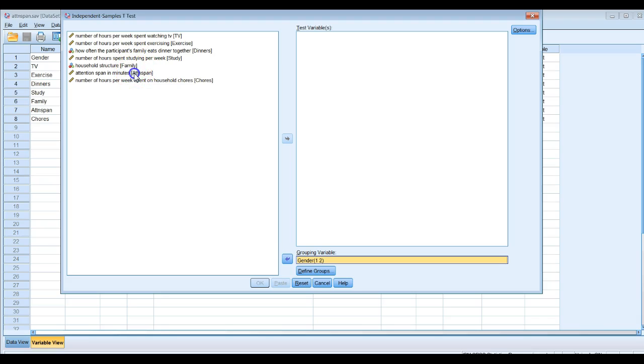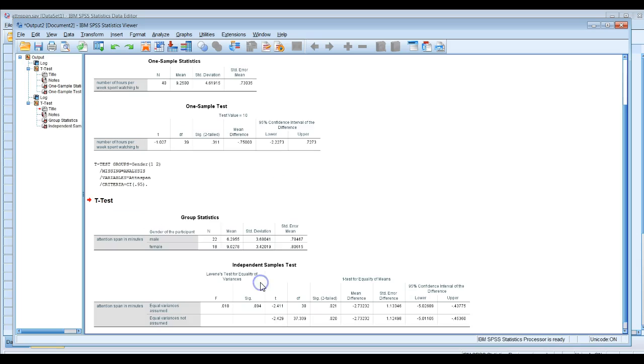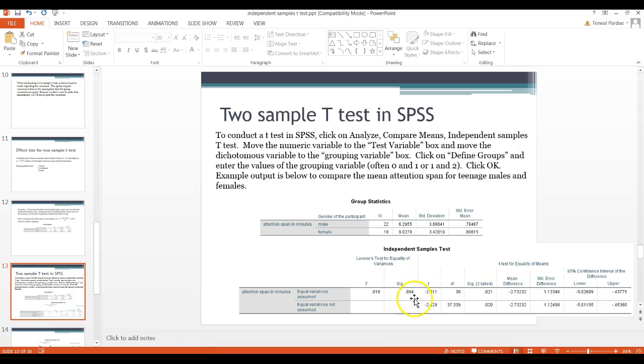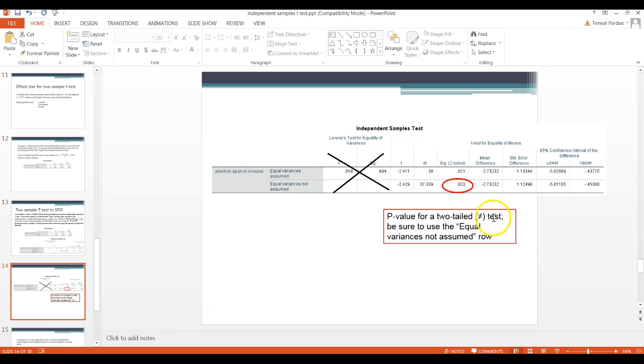And again, we've got attention span for our test variable. So click OK, and that gives us summary statistics for the two groups. It tells us what the attention spans are, the standard deviations, and the sample sizes. All right, so here's the results of the independent samples t-test. And I put this over here so we could see it a little better.